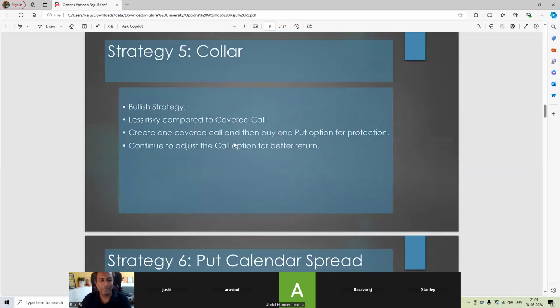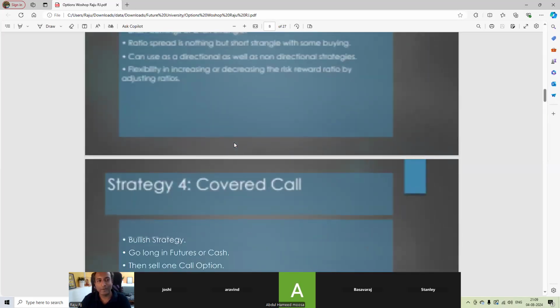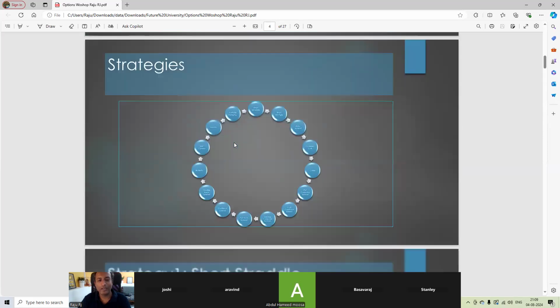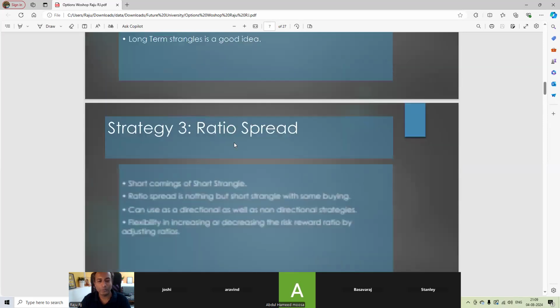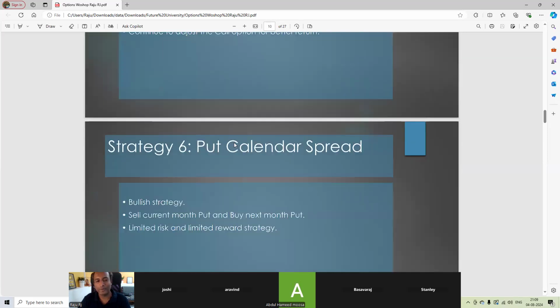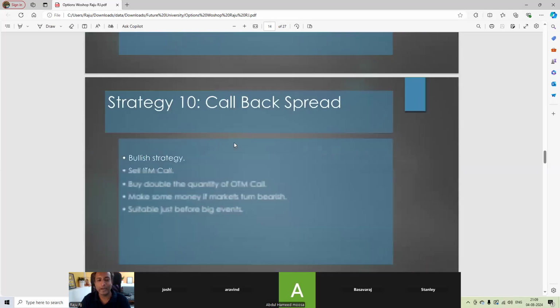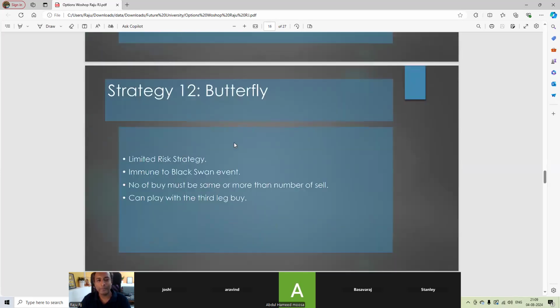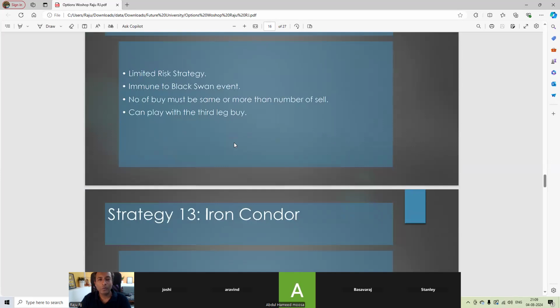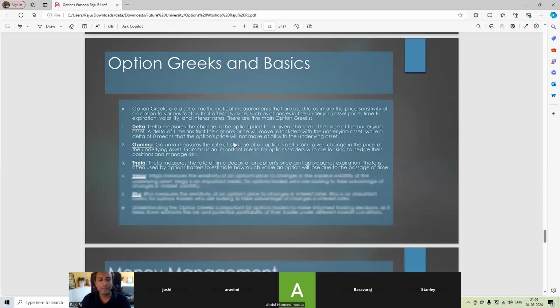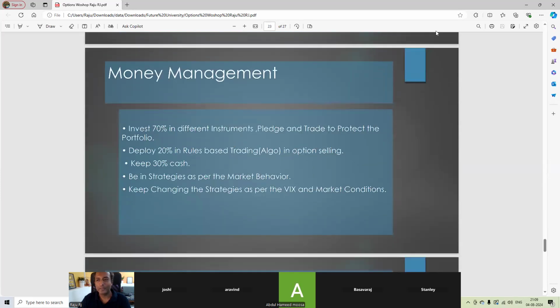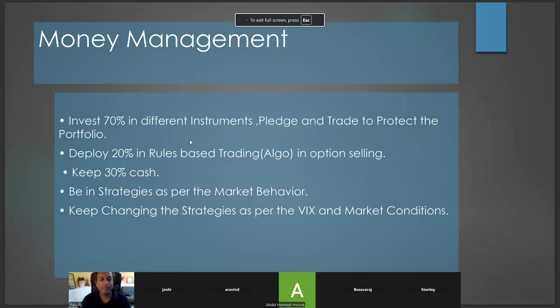See, all these strategies we have learned, so whenever someone talks about any straddle, strangle, I think now you should be able to understand what is ratio spread, covered call, put calendar spread, double calendar spread. All these strategies are very important for the whole portfolio management. Now let us come to how you have to do your money management. Money management is very important because that is what is working for you. So how to deploy, how much to deploy.